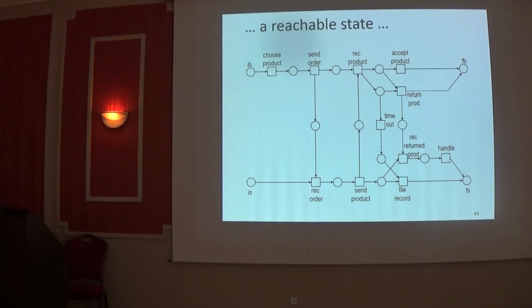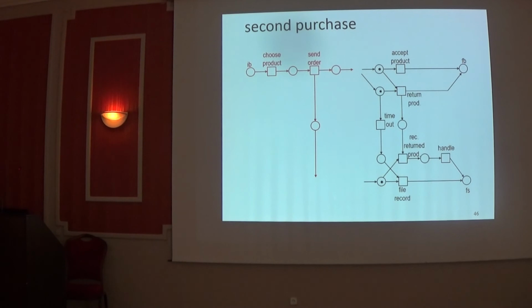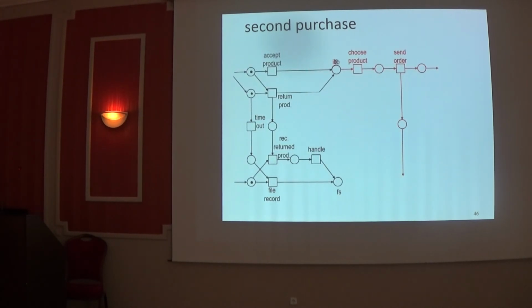And now comes an interesting point. That is, the following state is reachable. The buyer is already willing to accept or to return the product, and the seller is waiting, and now the buyer wants to continue. So maybe he wants to buy a second product, but the seller is still waiting for the timeout. So the seller cannot continue here because the timeout has not yet occurred. Still, we want to have a second purchase, and I hope you understand my graphics here. So the buyer continues in the second instance of the same behavior, and then he accepts the product and chooses the second product and then the second order, while the seller already waits for the timeout.